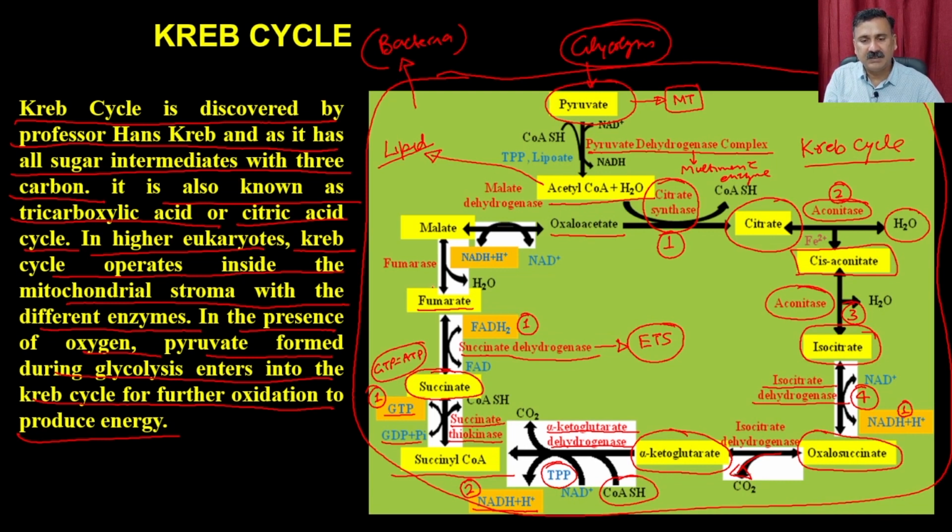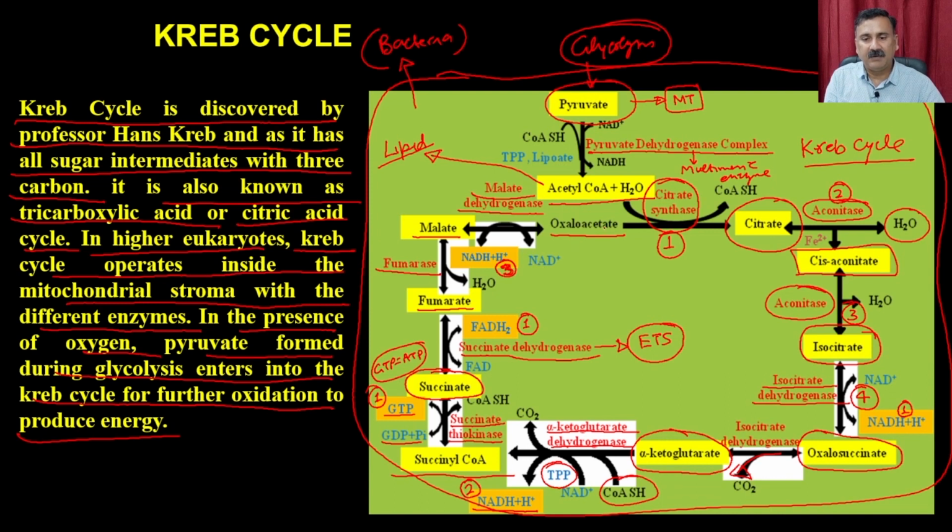Then the fumarate is also going to get converted into malate, and the enzyme name is fumarase. The malate is converted into oxaloacetate with the help of an enzyme called malate dehydrogenase, and the fourth molecule of NADH is also going to be produced. So the third molecule of NADH is actually going to be produced here.